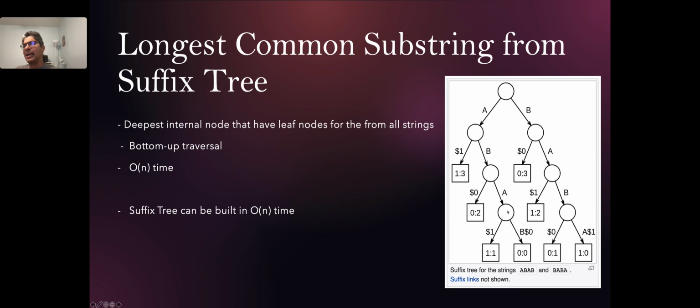In fact, the sequence ABA is the longest, because if you see, the depth of this is 1, 2, 3. In fact, there's another one, BAB, which also comes from 0 and 1, and both are the longest. In this case, we have two of the same size. ABA and BAB are the longest common substrings for these two strings.